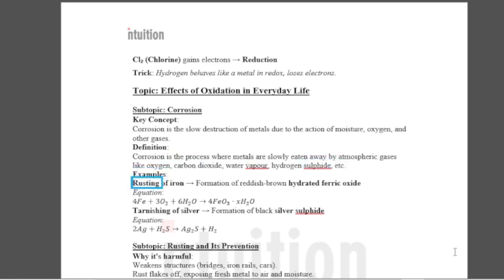Examples. Rusting of iron, formation of reddish-brown hydrated ferric oxide. Equation: 4Fe + 3O2 + 6H2O → 4Fe2O3·xH2O. Tarnishing of silver, formation of black silver sulfide. Equation: 2Ag + H2S → Ag2S + H2.